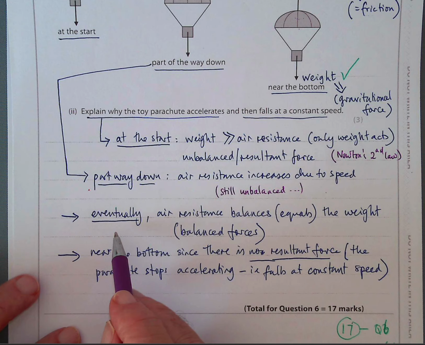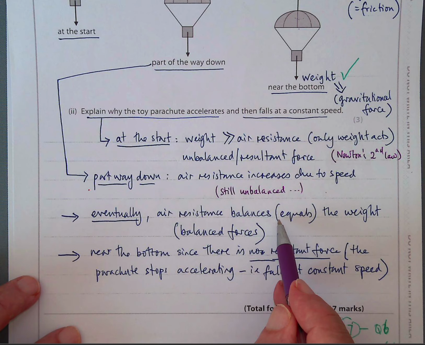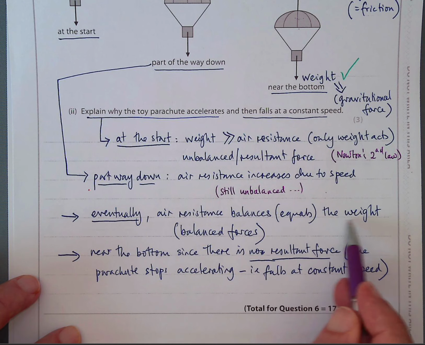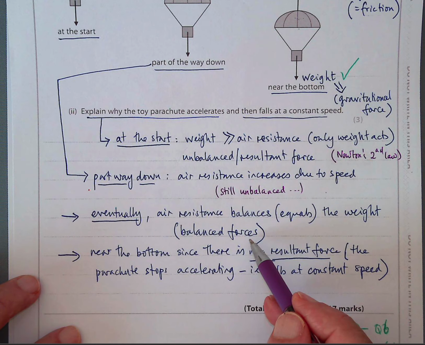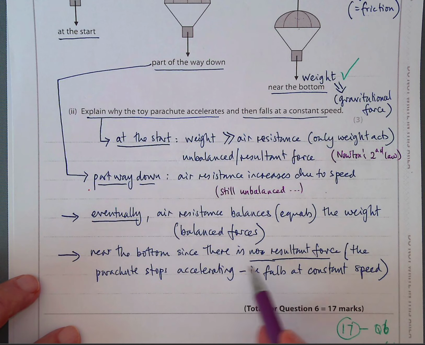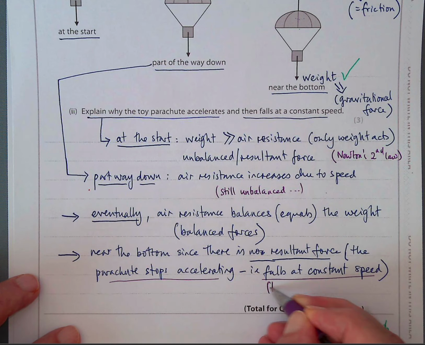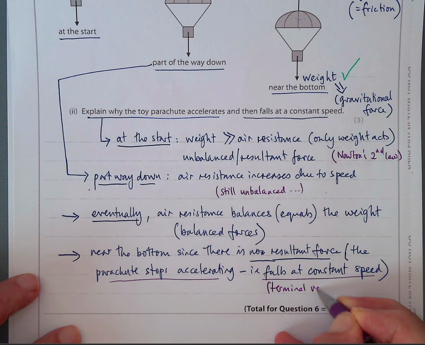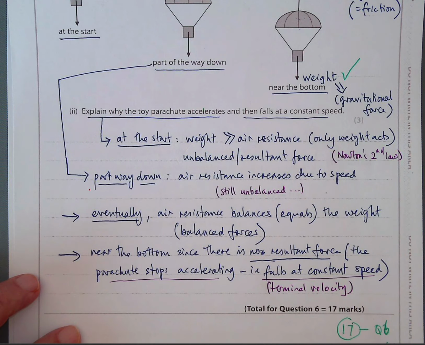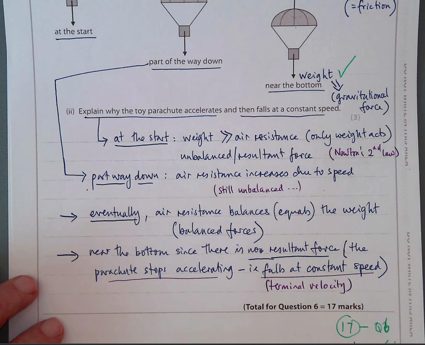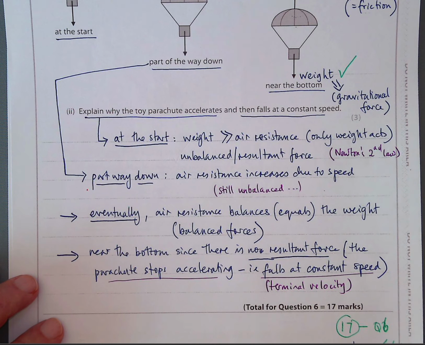And then eventually the air resistance gets to a speed where the air resistance can balance the weight, because it equals it in terms of length, and we have balanced forces. Near the bottom, since there is no resultant force because it's balanced, the parachute stops accelerating and falls at constant speed. That's what we call terminal velocity. So you have to be able to explain things really clearly in English. Physics is not just being able to understand forces. It is clarity and communication. And that's 17 marks for this question.